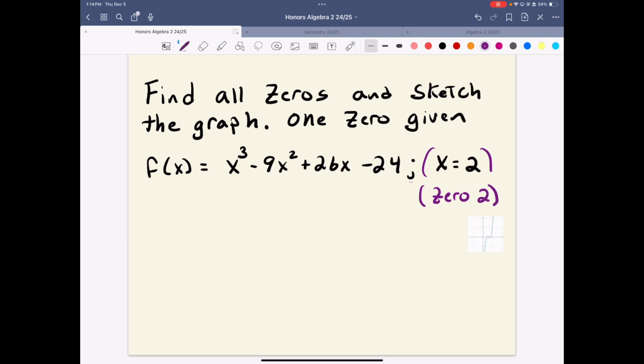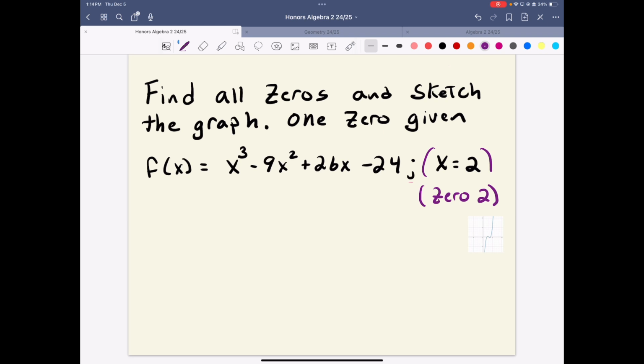But today, you are going to be given one of the zeros. So I'm going to give you one of them. We just have to factor it to find the rest. Okay, so what this question says, it says our function f of x is equal to x cubed minus 9x squared plus 26x minus 24. I'm giving you one of the zeros. x is equal to 2. That's one of the zeros. Okay, so that zero is 2.